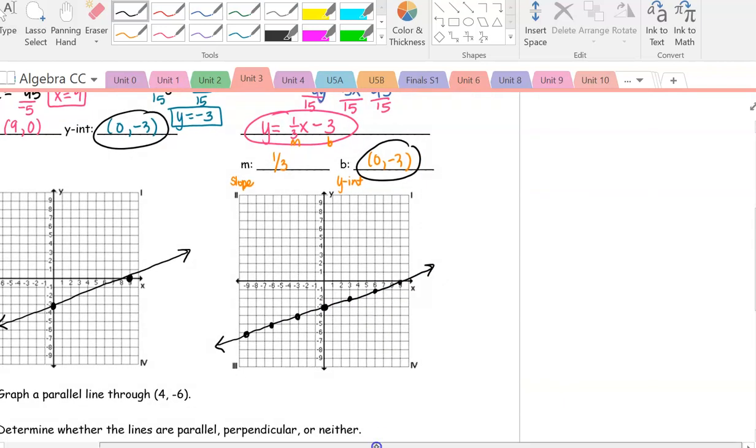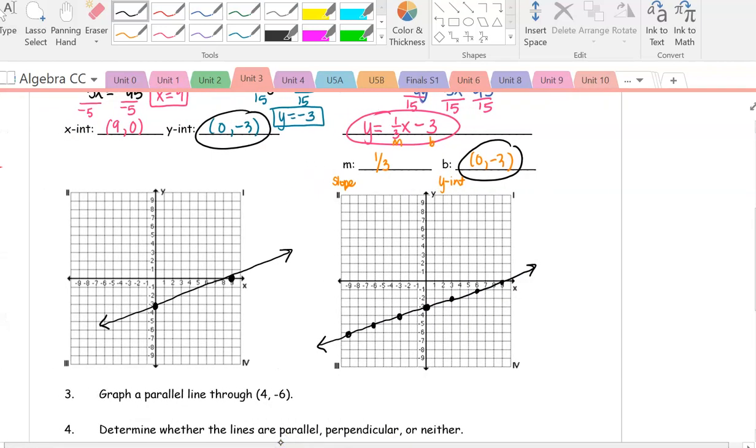Okay, now if you take a look, these lines are very similar. They go through the same points. But this one is going to be more accurate because we have more points as opposed to this one. The line is not going to be perfectly straight there.